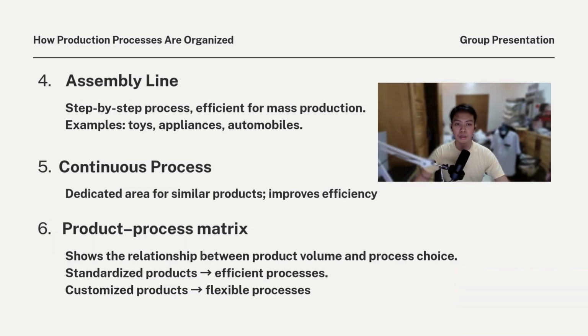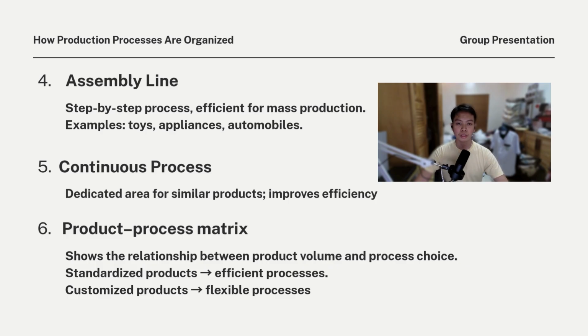An assembly line organizes work in a step-by-step sequence. Each workstation adds a part until the final product is completed. It's a straight line process, making it efficient for mass production. Common examples include toys, appliances, and automobiles.